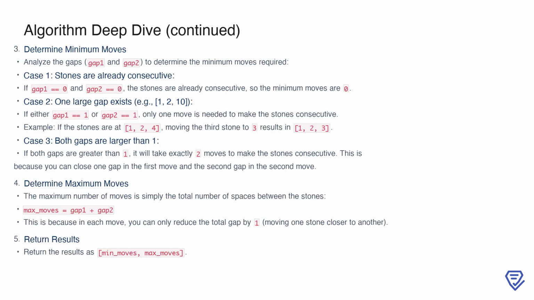To figure out the minimum number of moves, we analyze the gaps between the stones. If both gaps are 0, meaning gap 1 equals 0 and gap 2 equals 0, the stones are already consecutive, so no moves are needed.